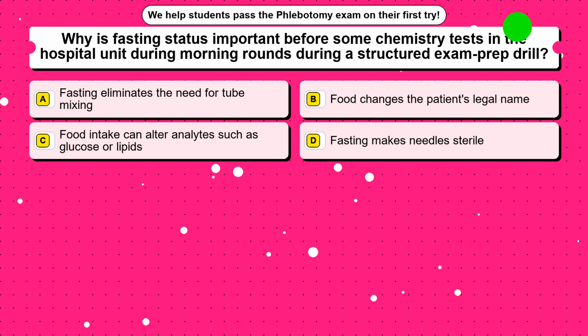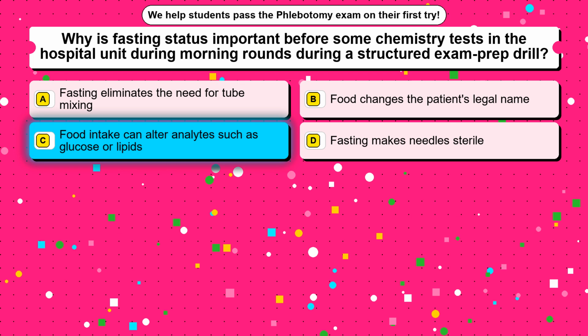Question 65. Why is fasting status important before some chemistry tests in the hospital unit during morning rounds during a structured exam prep drill? Option A. Fasting eliminates the need for tube mixing. Option B. Food changes the patient's legal name. Option C. Food intake can alter analytes such as glucose or lipids. Option D. Fasting makes needles sterile. The correct answer is option C.